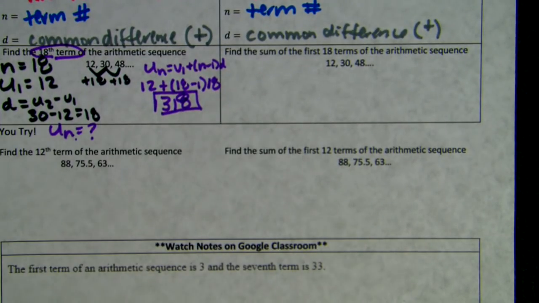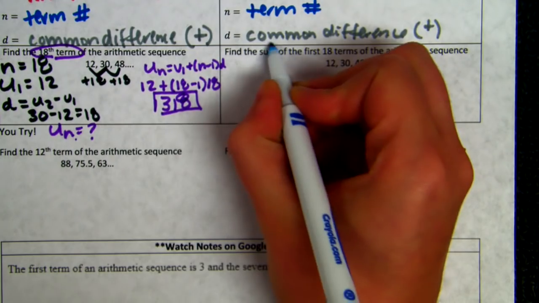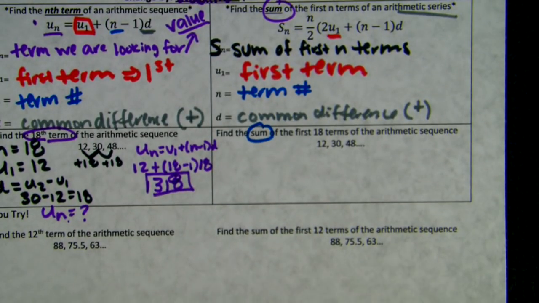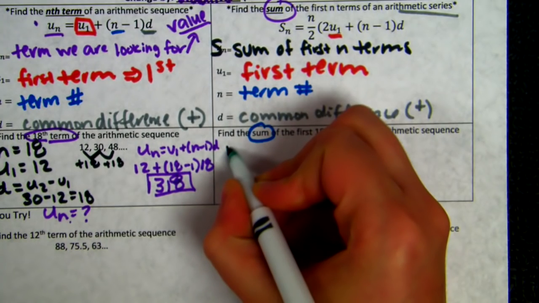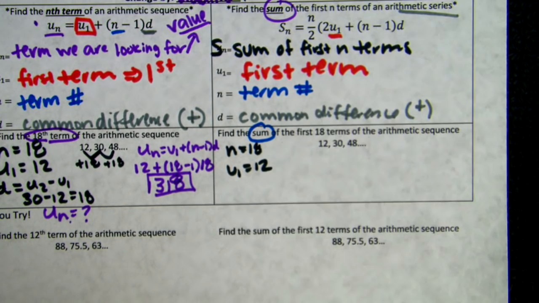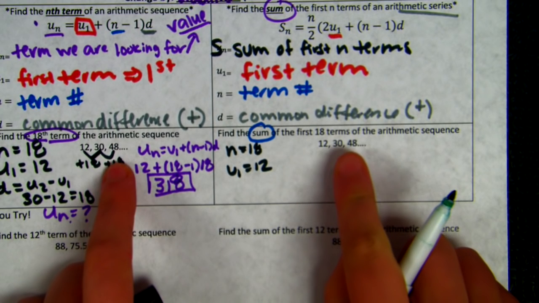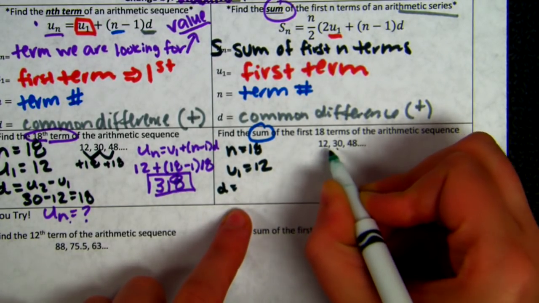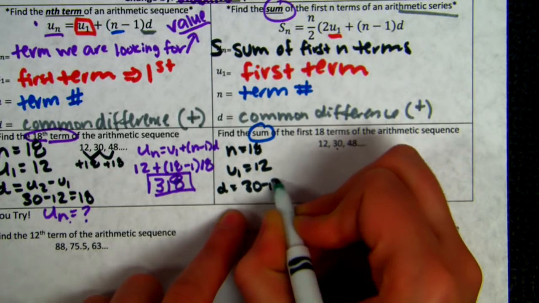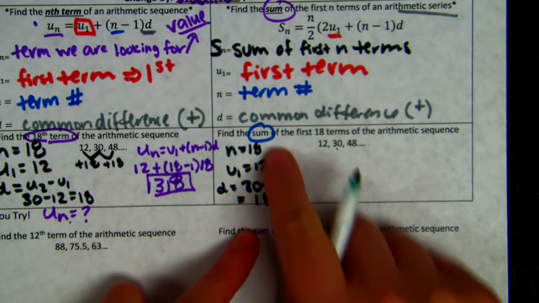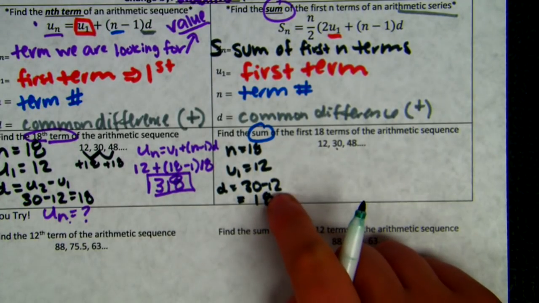So a reminder that this one, we are finding the sum, which means I'm going to use this formula. It's still the first 18 terms, so let me fill out what I know. So first 18 terms, that means that n is going to equal 18. My first term is still 12, and because this is the same sequence, I can find my common difference by taking my second term minus my first term. So 30 minus 12, that gives me 18. That has not changed from over here. So all of my setup information is the exact same.